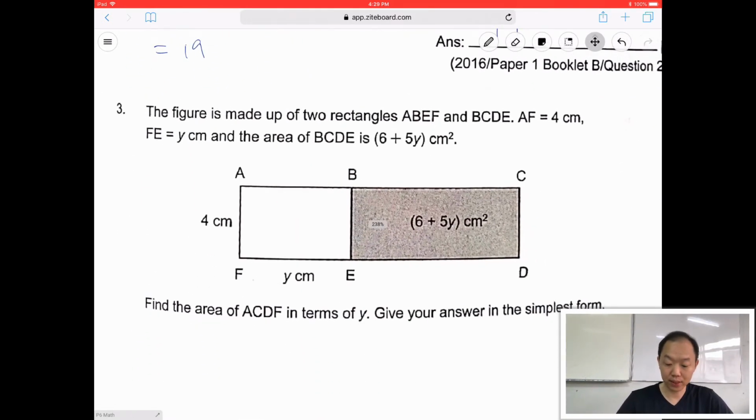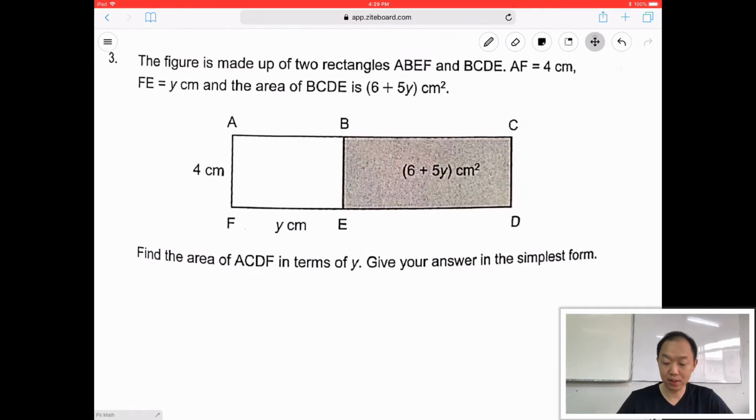we have 2 rectangles, ABFE and BCDE. BF equals Y cm, and the area of BCDE is 6 plus 5y. Find the area of ACDF in terms of y. Alright, so we can see that for the one on the left, ABFE, the area is 4 times y, so it's 4y cm squared.